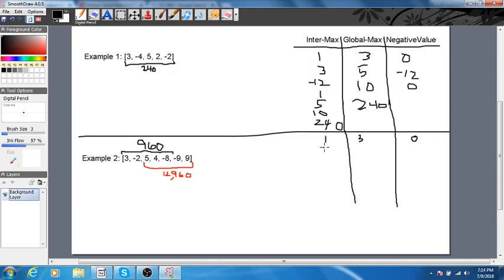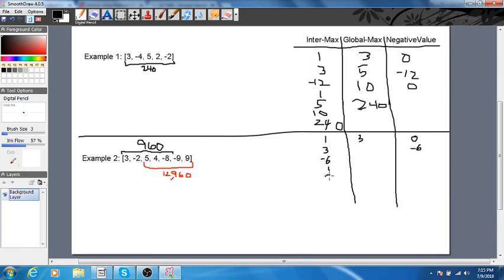So 1 times 3 is 3. Compare 3 to 3, it's not bigger, so that stays the same. Then we get the negative 2. 3 times negative 2 is negative 6. We say, have we seen a negative value before? Nope. So we keep track of this negative 6, we put the inner max back to 1, and we continue.